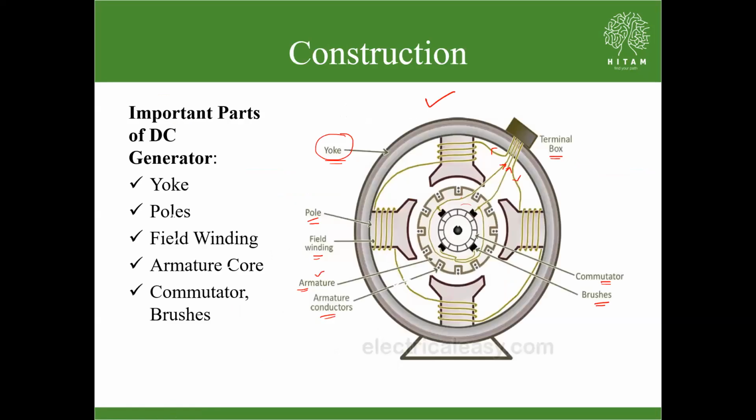So this yoke, as we learned, provides protection as the first priority, and low reluctance. Here I will mention the material we use: it should have very low reluctance, and the material is cast iron. Now see the second part, that is the pole.